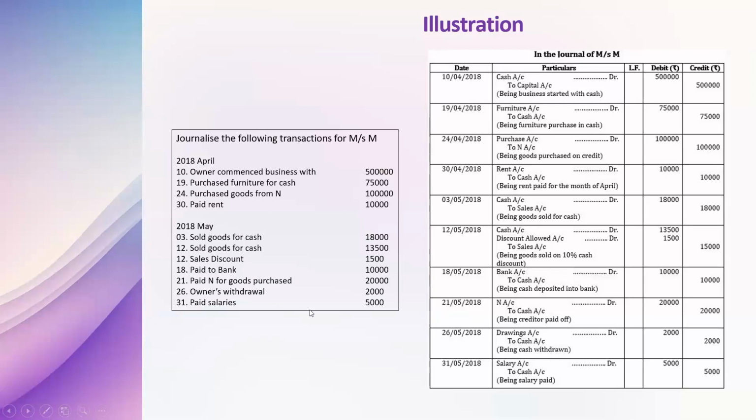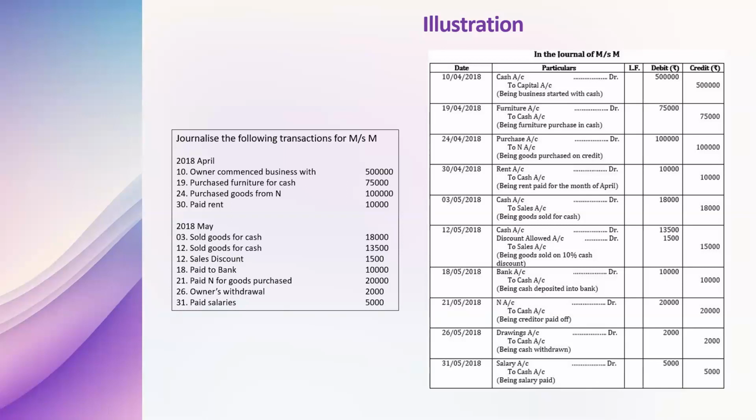Again, it's balanced. So now the owner's capital is how much? 2,000 minus from 5 lakh. It would be 4,98,000. Yes, that would be the capital. So finally, paid salaries, of course in cash, 5,000. So salary account debtor 5,000 to cash account creditor 5,000. So clear? Yes, ma'am. Clear.